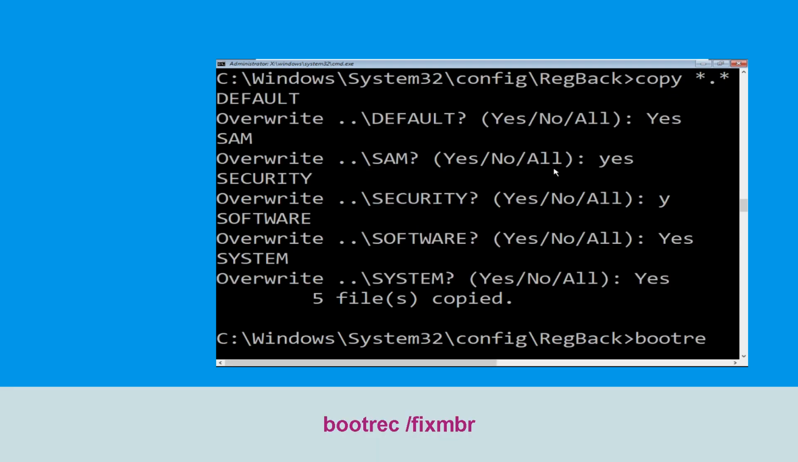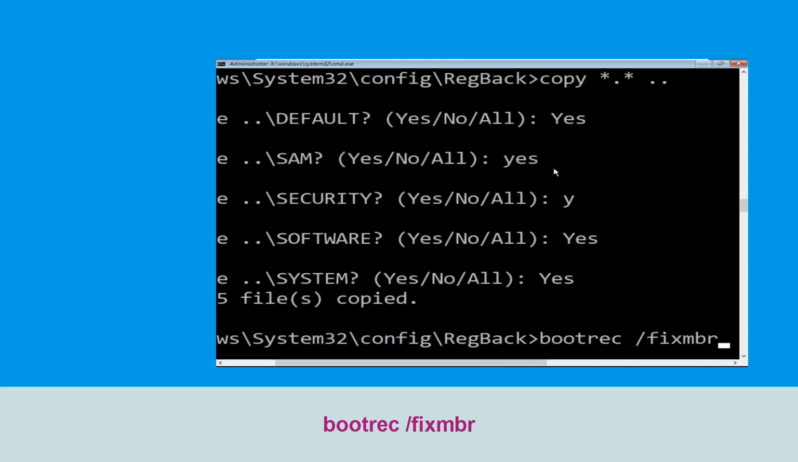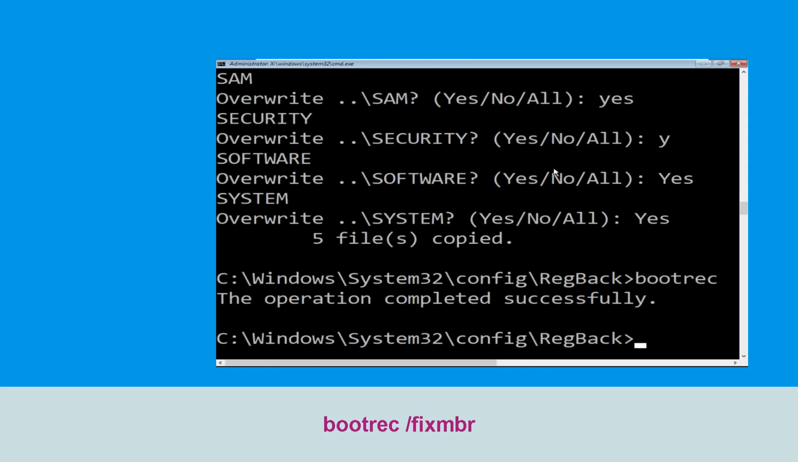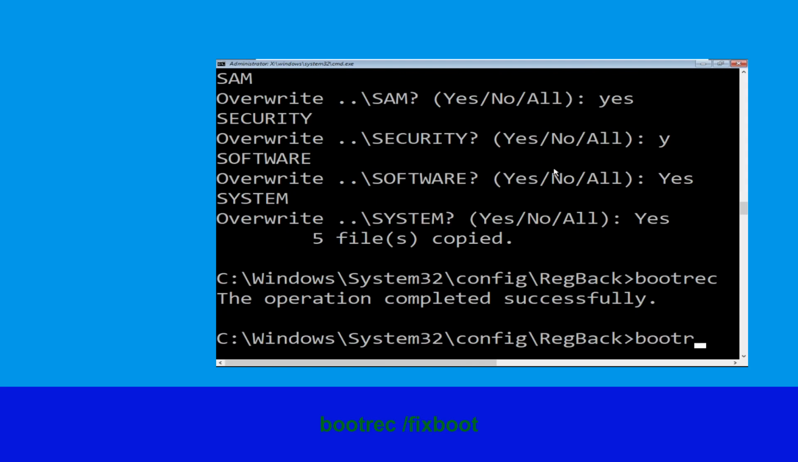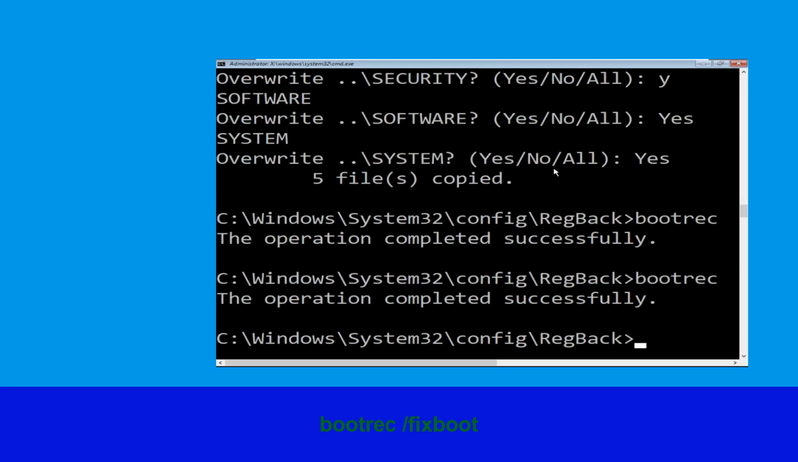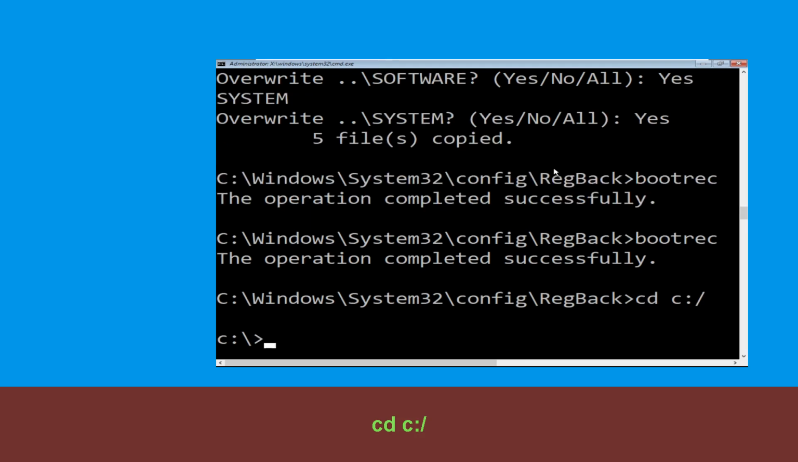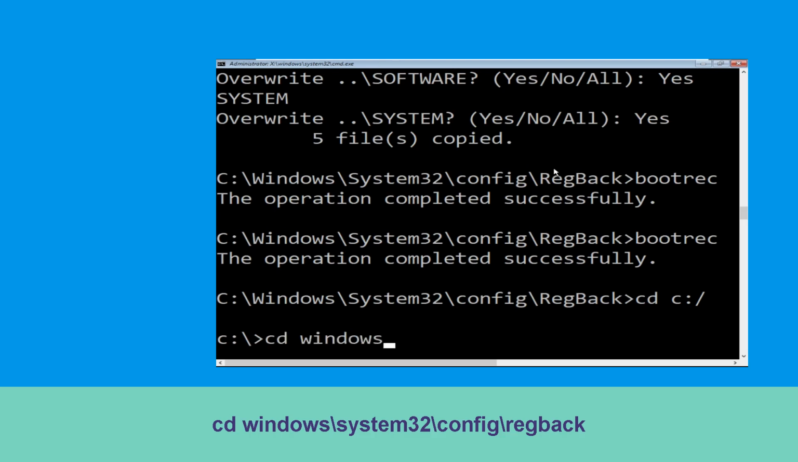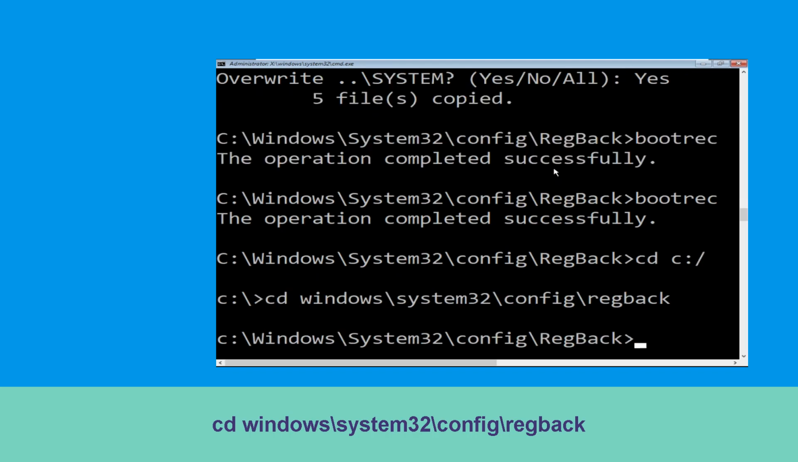Now type bootrec space /fixmbr and hit enter to execute the command. Now execute this command. Type in bootrec /fixboot and hit enter. Now type in cd space C:/ and simply hit enter to execute the command. Let's execute this command. Type cd space Windows/system32/config/regback. Then simply we need to hit enter to execute this command.